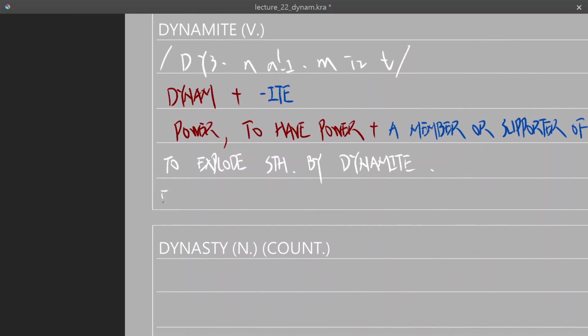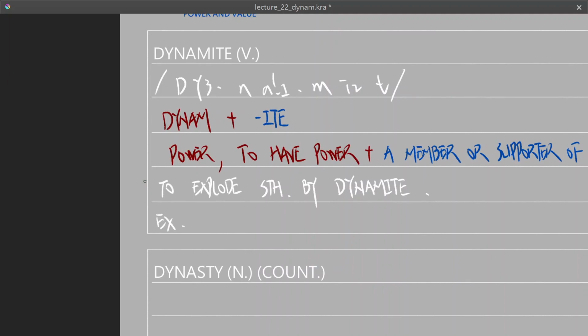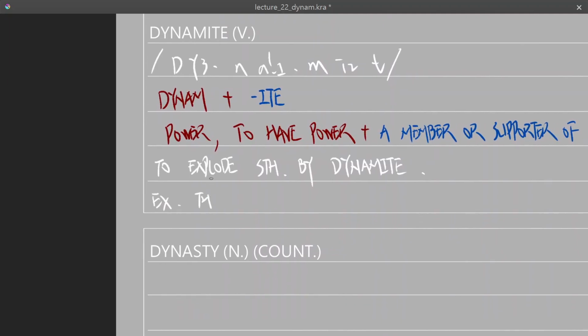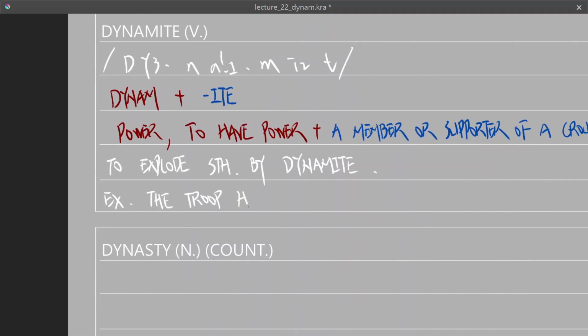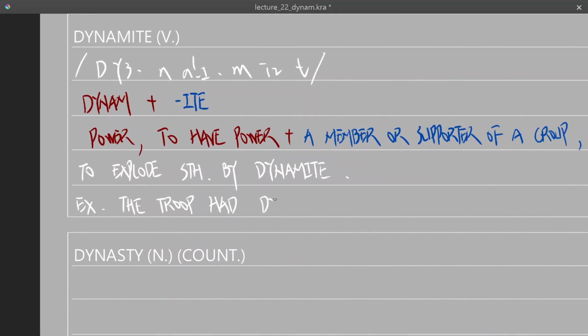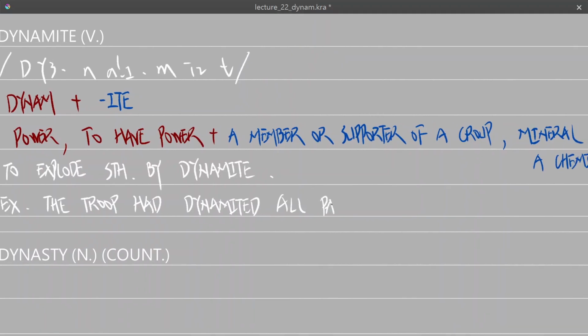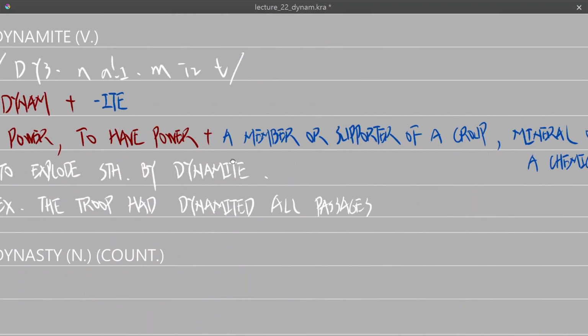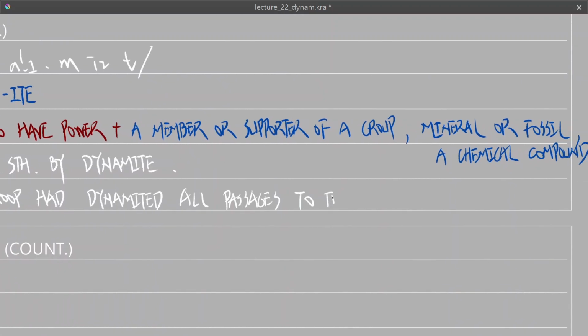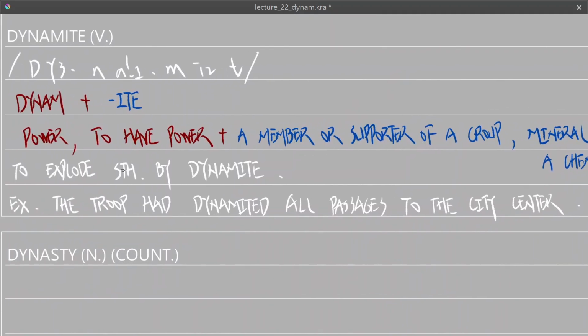Alright, so for example, let's say a troop had dynamited all passages to the city center. Right, the troop had dynamited all passages to the city center.